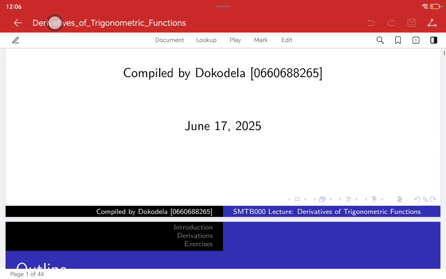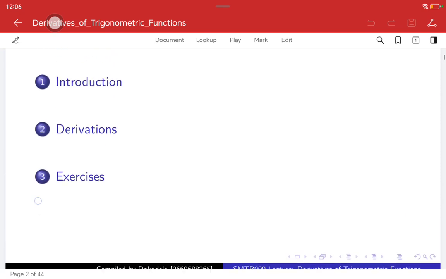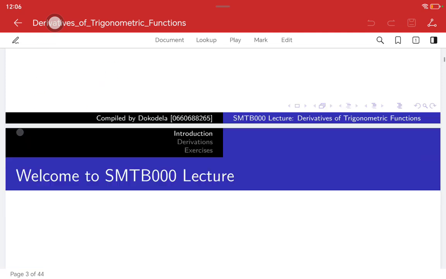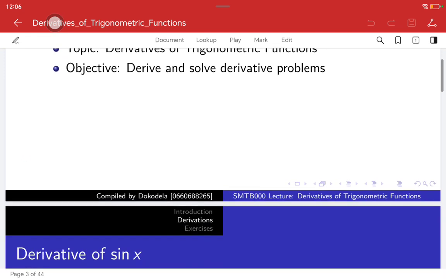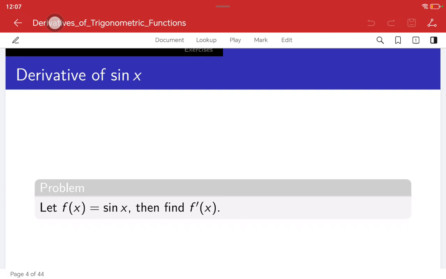So what we'll be focusing on today is the derivatives of trigonometric functions. I believe that on your last test, this was part of the scope, right? That was included. So we're going to look at some introduction, then the derivatives, and then there are also exercises that you'll do. Based on the derivatives, first we're going to look at two derivatives that are based on first principle.